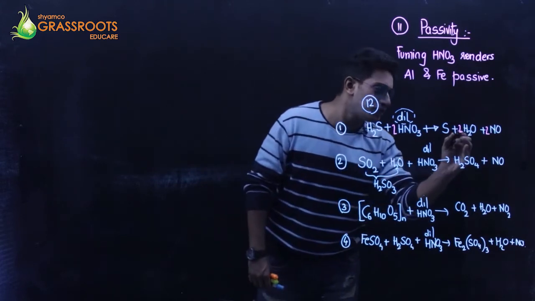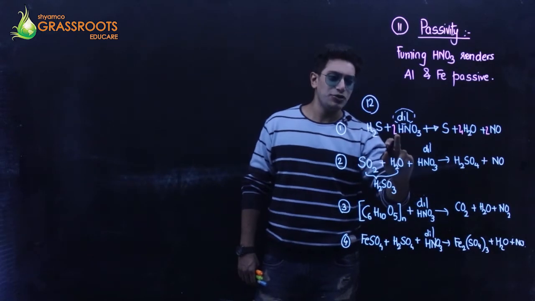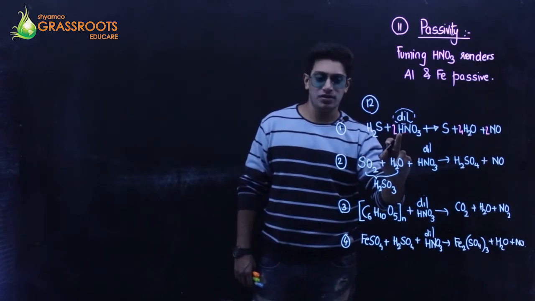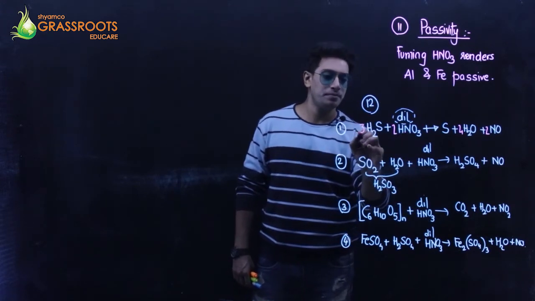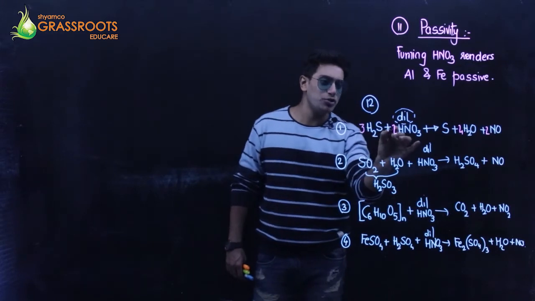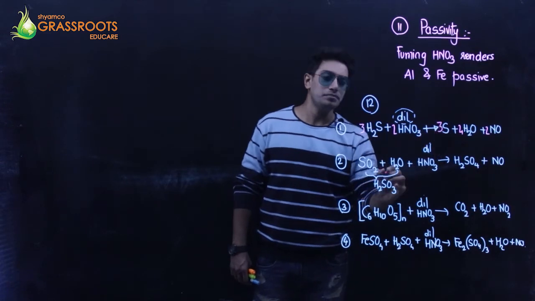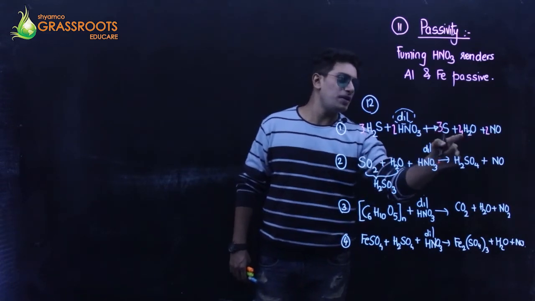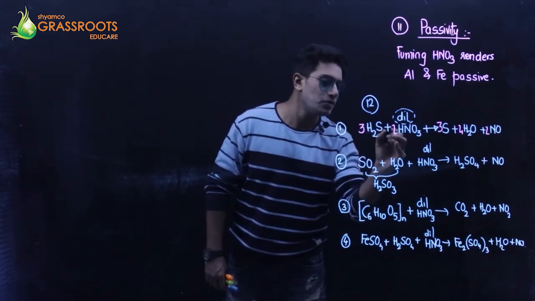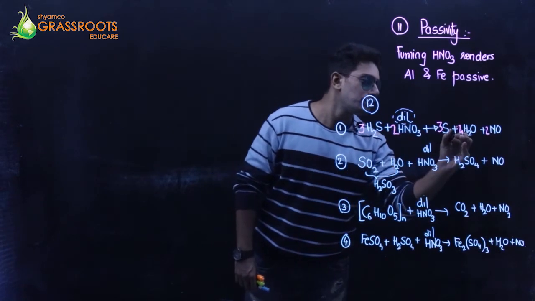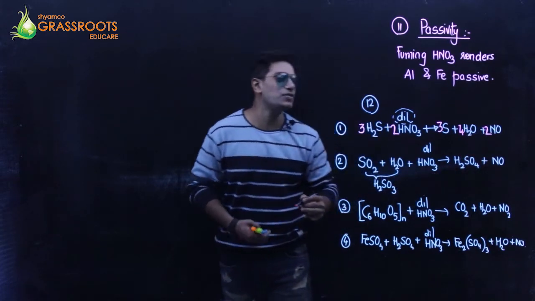If I make a 4 out here, hydrogen becomes 8, hydrogen is 2, I want 8 total. To make 8, this can be 3. So you get 6 and 2, 8 hydrogen, 2 nitrogen, 3 sulfur, 6 oxygen, 2 plus 4, that's it. So my final balance will be 3, 2, 4 and 2. That's balanced for you.